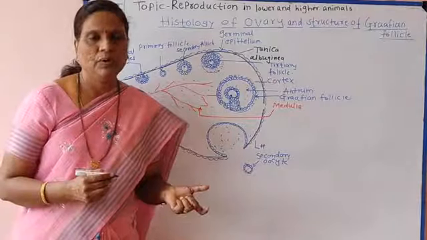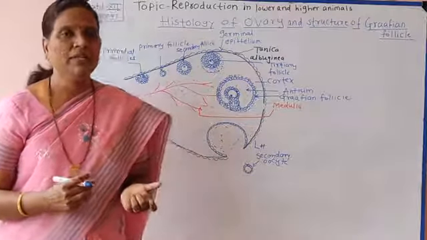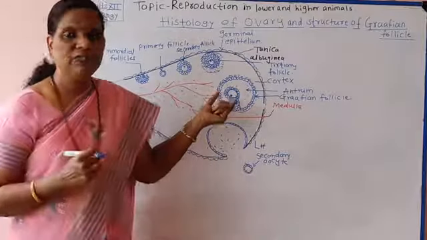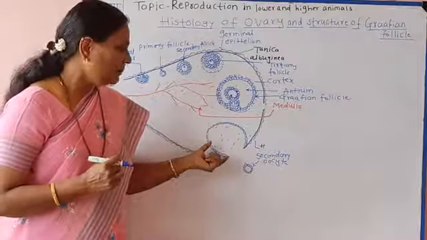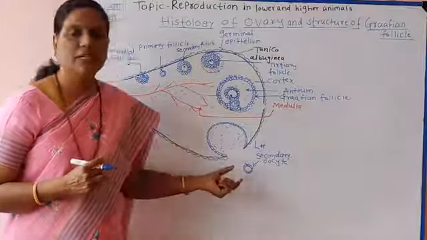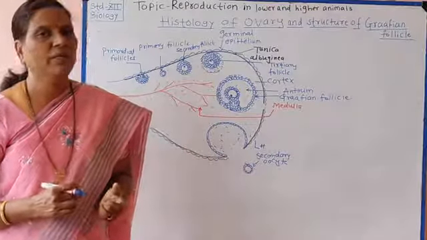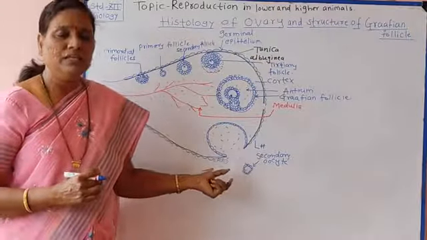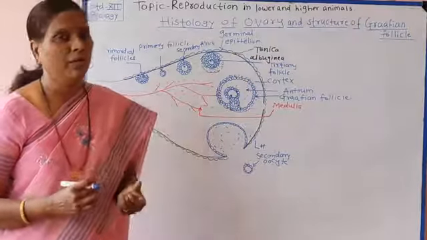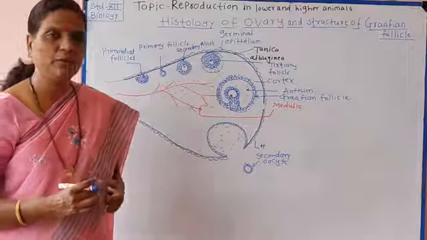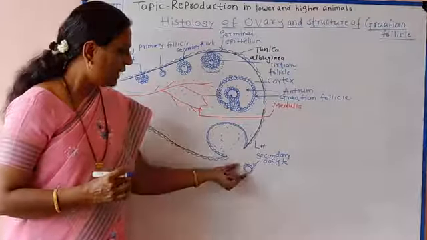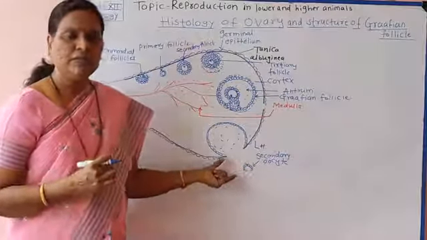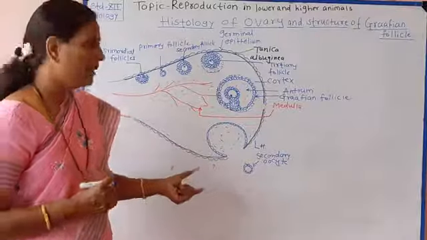You know that this oocyte is arrested in metaphase second of meiosis second. So the first meiotic division is completed, and in the second meiotic division the secondary oocyte is arrested in metaphase second, and this meiosis second is completed after the penetration of the sperm head into the ovum.